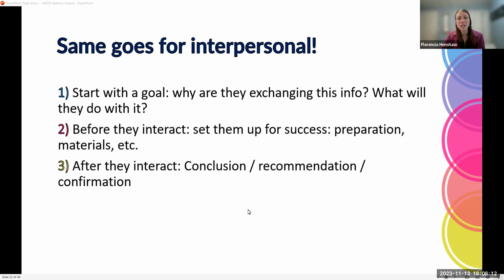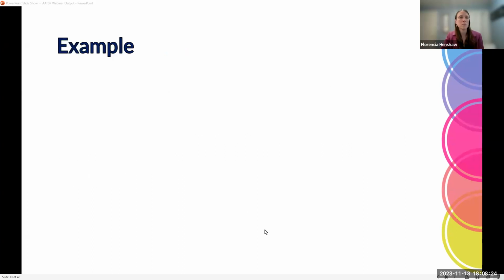And then after they interact, this is where you tie it back to your goal, right? Why are they exchanging the info? So this was the whole point of it, right? So maybe it's to make a recommendation, to draw a conclusion, to confirm something.